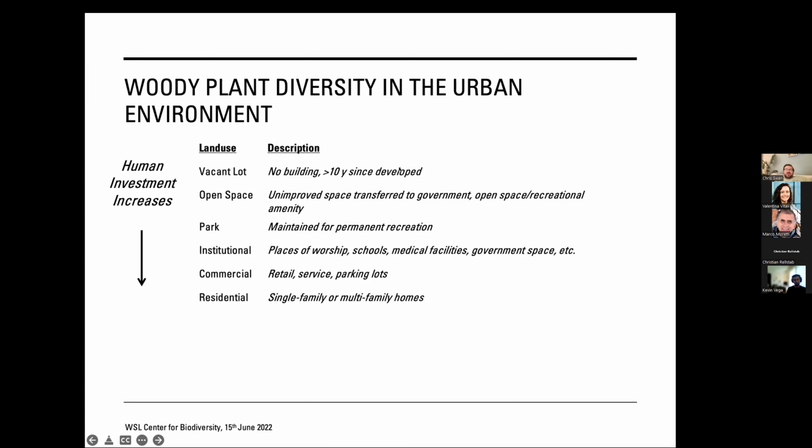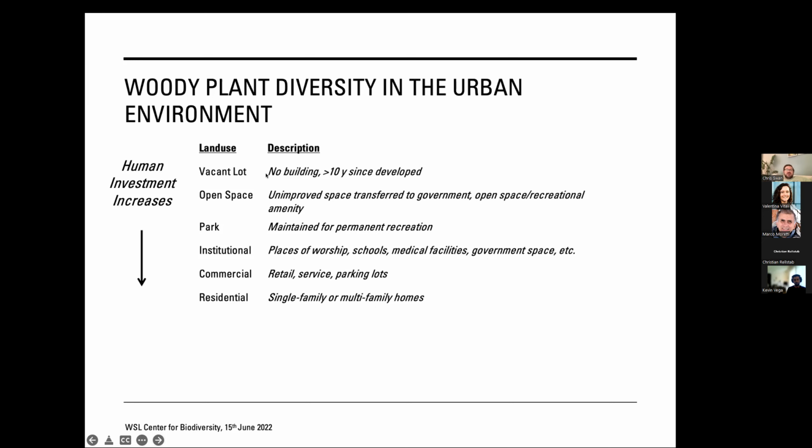And these are the definitions. So vacant lot was where no building had been there for more than 10 years. Open space was unimproved space transferred to the government. Park was maintained for permanent recreation. Institutions were places of worship, schools, medical facilities, or government space. Commercial was retail, service, or parking lots, and residential was single or multifamily homes.